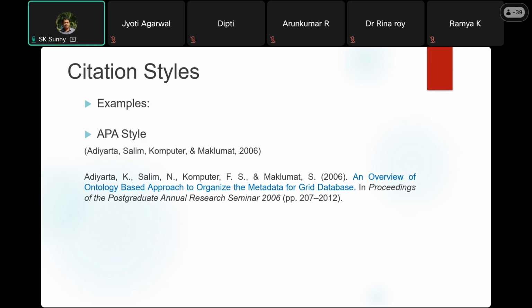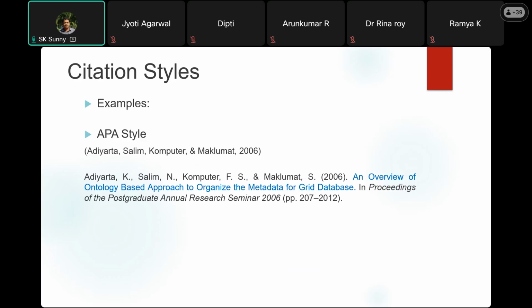So what APA style says and what MLA style says, just to differentiate, just to make you understand, there are minor differences in the way information is presented. Suppose a paper is written by four authors. APA style says you give the surname of all four authors and then the year of publication as citation. Citation means in-text citation, where I am writing something and I have taken it from this paper, so I have to give it within parentheses.